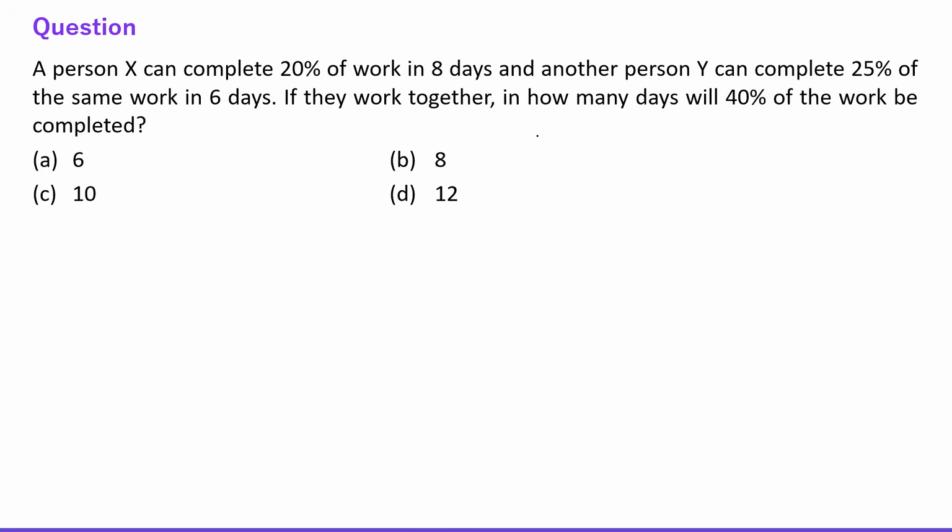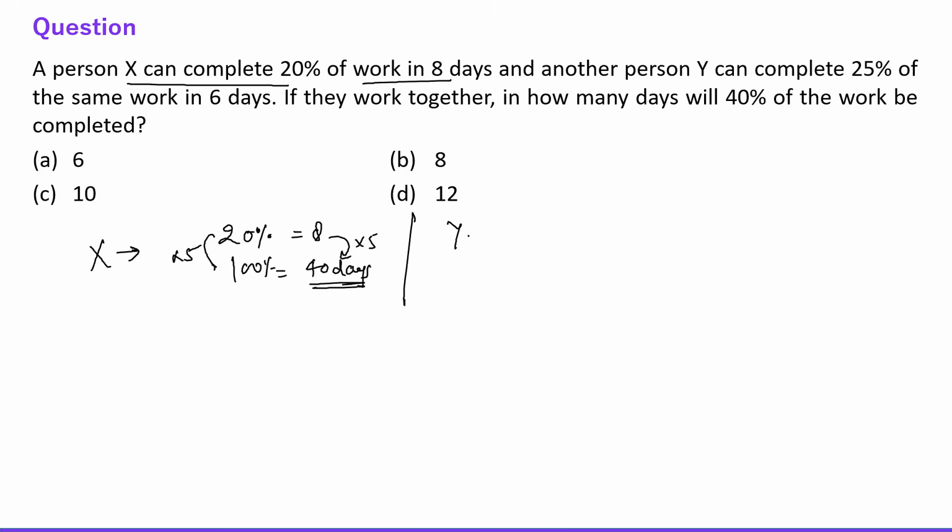Next question is, a person X can complete 20% of the work in 8 days. 20% of the work in 8 days, it means 100% of the work in, this is 5 times. So this should be also 5 times. So 100% of the work in 40 days. This is person X. Now what about person Y? Another person Y completes 25% of the work in 6 days. So 100% of the work in, this is 4 times. So 6 into 4, 24 days.